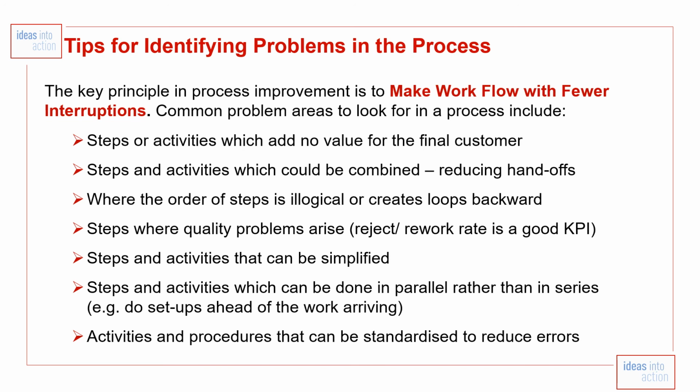Steps where quality problems arise, and the reject or rework rate at each step in the process is a good KPI for this. We should also look at steps and activities which can be done in parallel rather than in series. For example, doing setups for machines ahead of the work arriving. And finally, we should look at activities and procedures that can be standardized to reduce errors because people are more familiar with the work requirements.